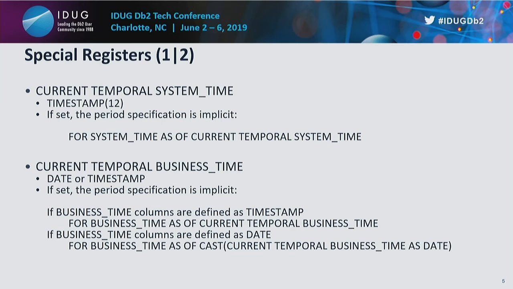The business time follows the same rules as the system time, where the business time is used for an ATT, the application table, and the system time is used for the system table. Depending on how you have set up your columns in your application temporal table, if it's a date, then DB2 will implicitly cast the current temporal business time as a date. So it does it all for you automatically. There's nothing for you to code. It happens all behind the scenes.